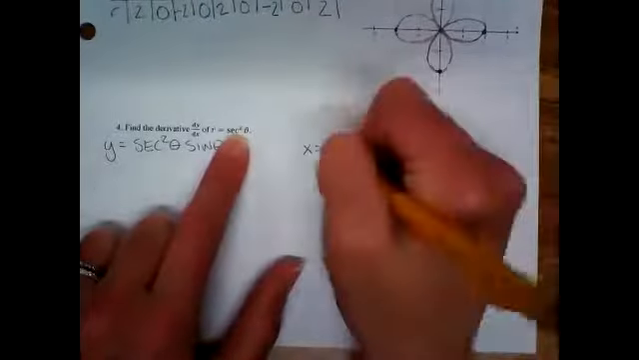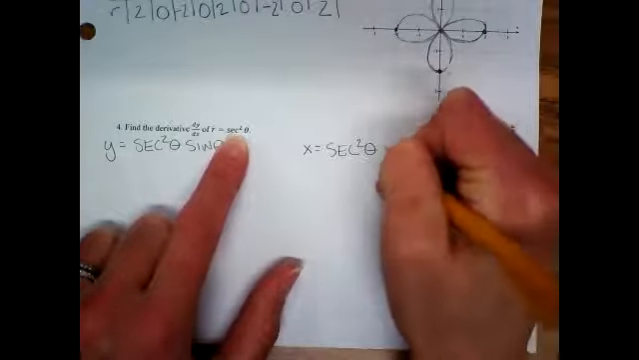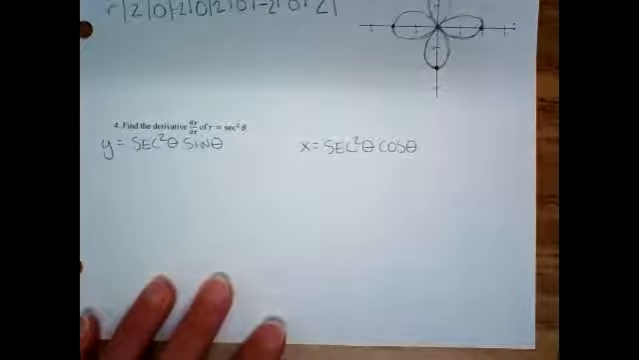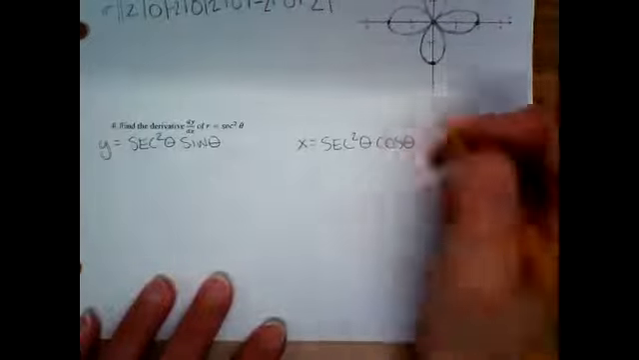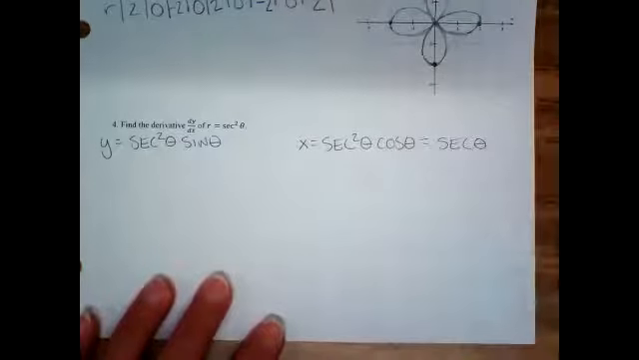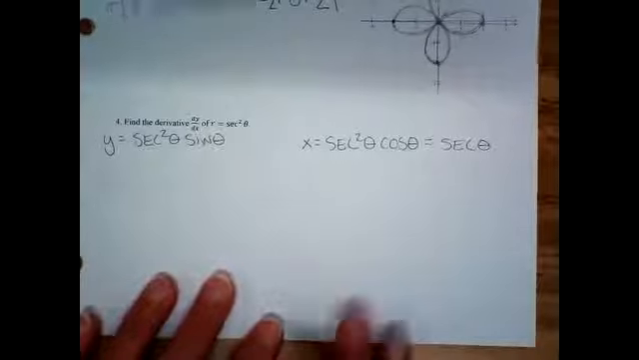X is going to be this times what? Cosine theta. Now that one I would simplify down. You know how secant and cosine are reciprocals? Do you get what I'm saying there? One of them is going to cancel. And so it'll just be secant of theta. Like if you have secant times cosine, that would just be 1. It's just we had an extra secant in there.